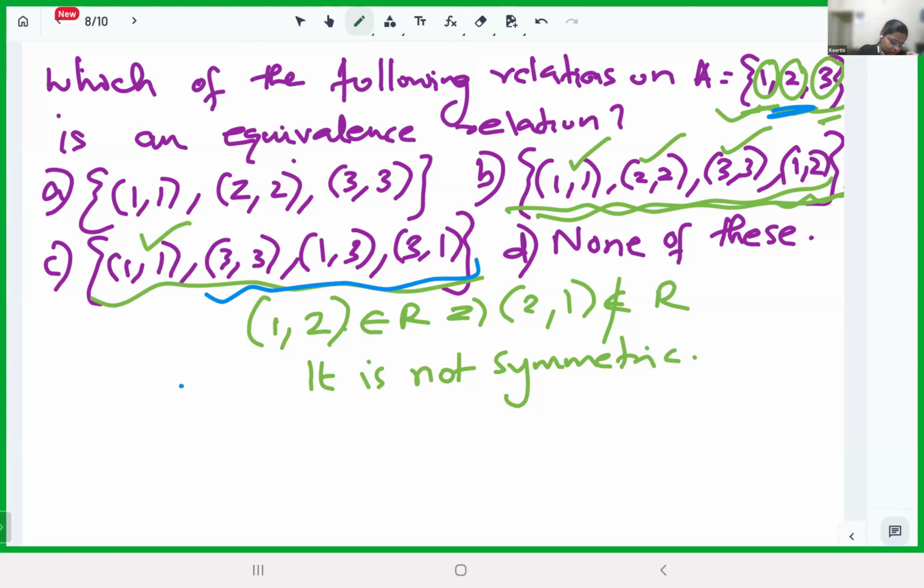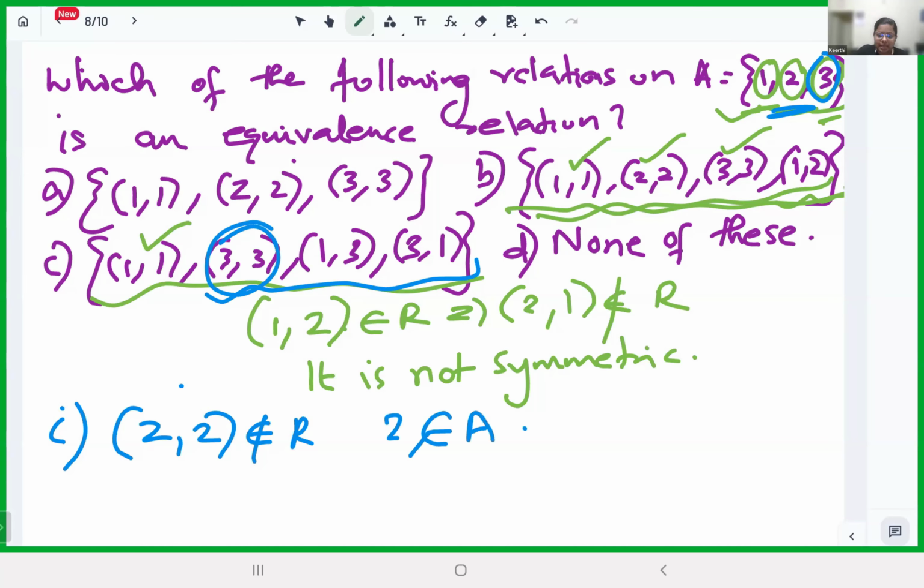3 is an element of A and ordered pair (3, 3) belongs to R, but in option C, ordered pair (2, 2) doesn't belong to R, and 2 belongs to A also, right? Even though 2 belongs to the set A, the ordered pair (2, 2) doesn't belong to that particular relation. So we can say that it doesn't satisfy the property of reflexivity. So it is not an equivalence relation, right?